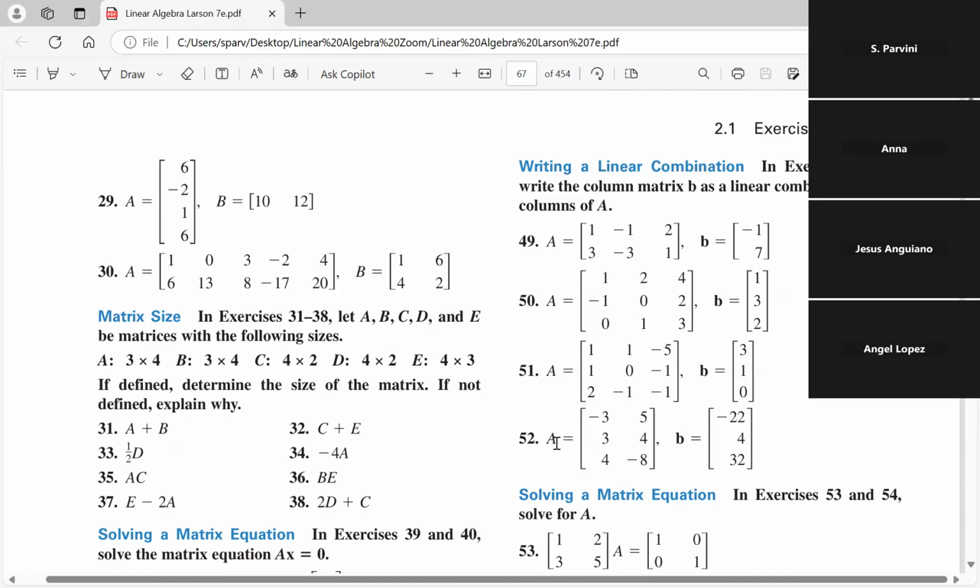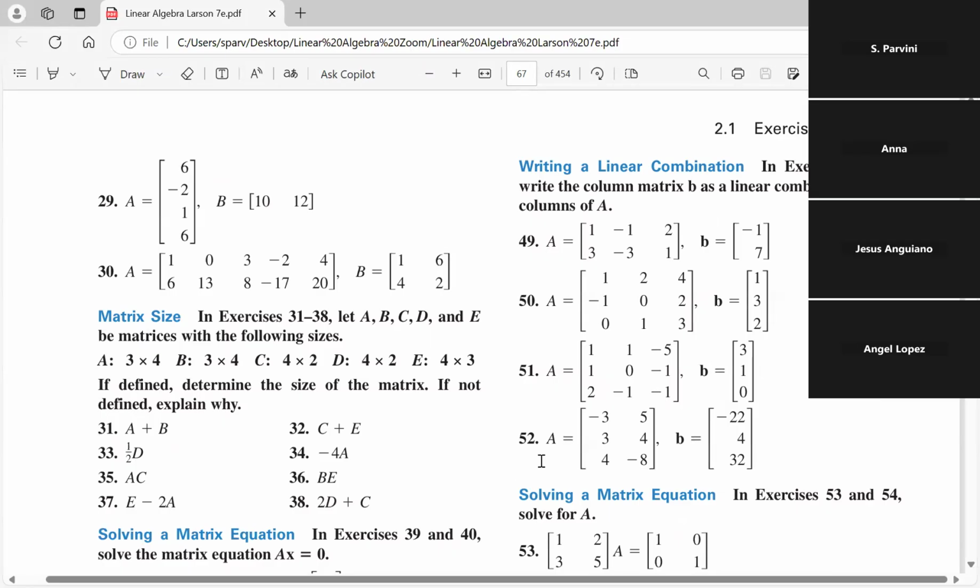In number 52, the question says, write the column matrix B as a linear combination of the columns of A. The column matrix B. Okay, number 52, so that's B. We want to rewrite this one as a linear combination of columns of A. Remember AX equals B. That's what we want to do.